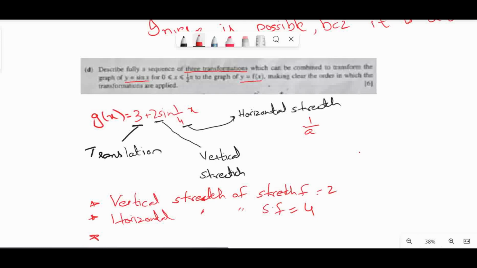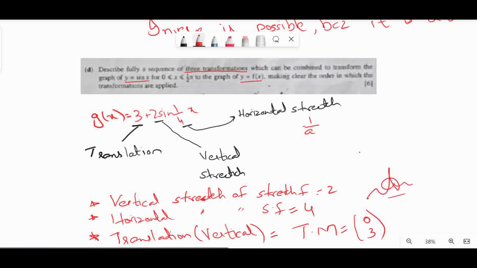And the third one is a translation, or we can say the vertical translation. The translation matrix for this one must be (0, 3), because on the y-axis it's positive 3. So this will be the final answer. We have described this transformation, so this will be the final answer.